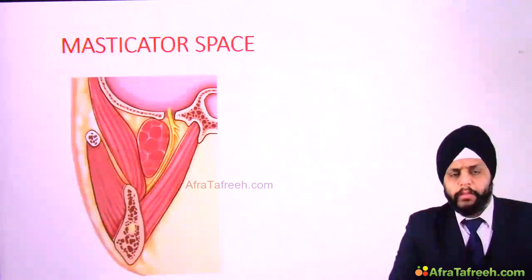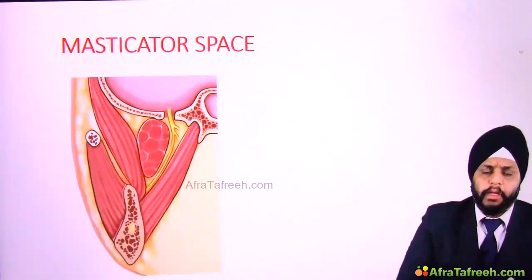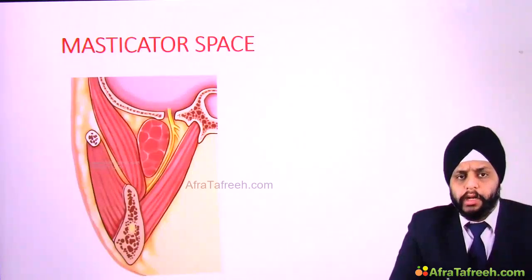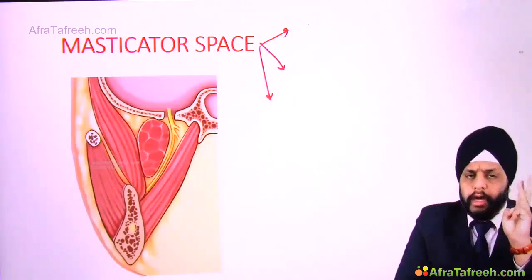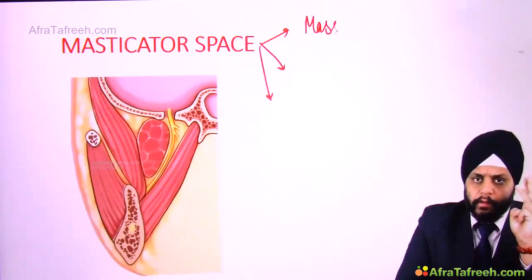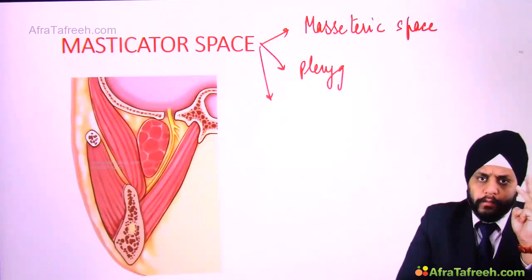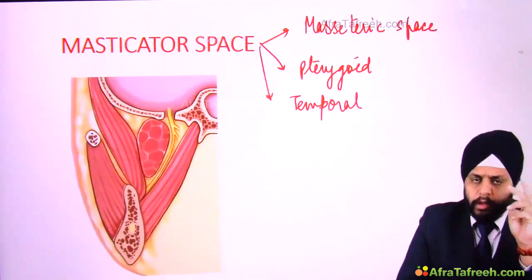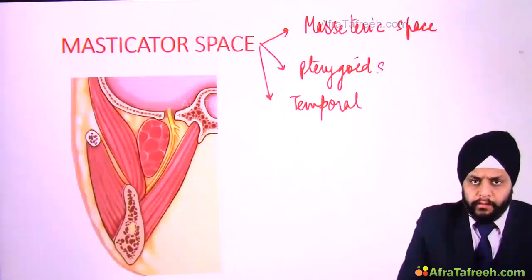Okay, let's come to the masticator space. We have already talked about the masticator space in the previous topic when I was describing the superficial layer of deep cervical fascia. This masticator space, as I told you earlier, is divided into three spaces. Which are those three spaces? Masseteric space, pterygoid space, and temporal space. So the masticator space consists of these three spaces.